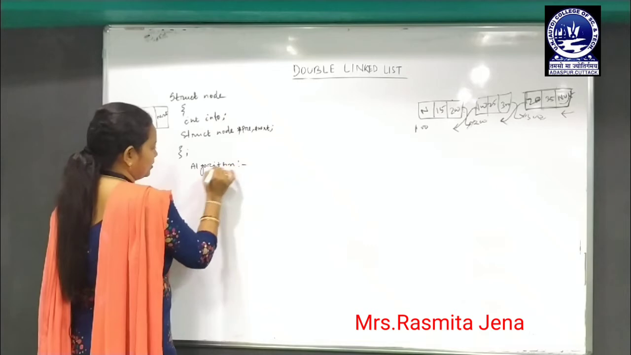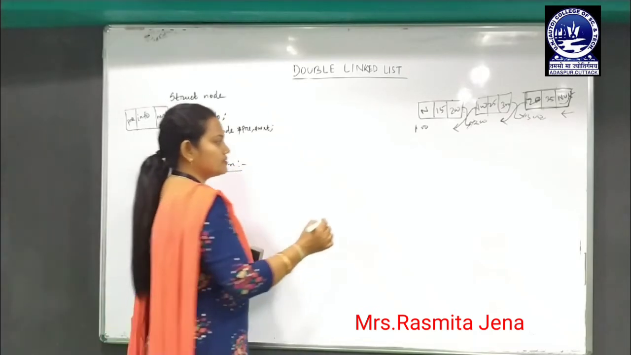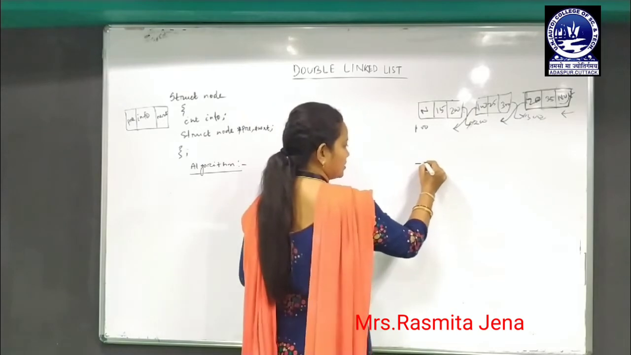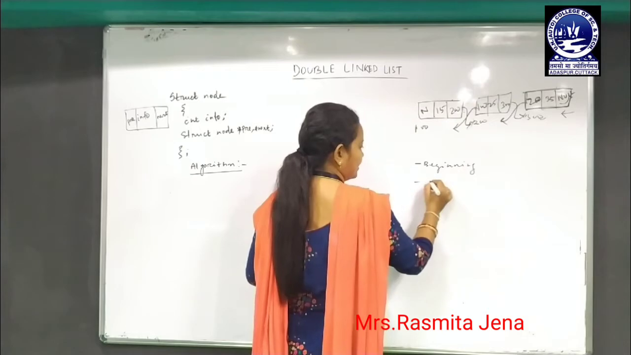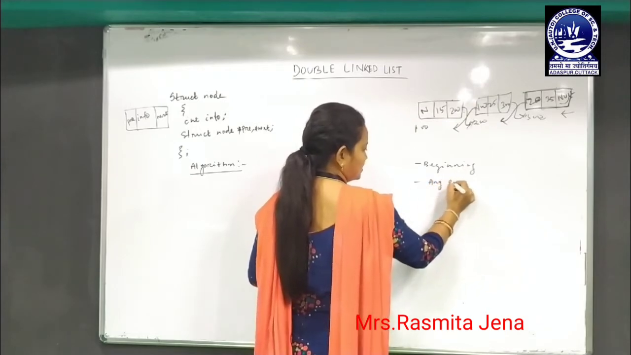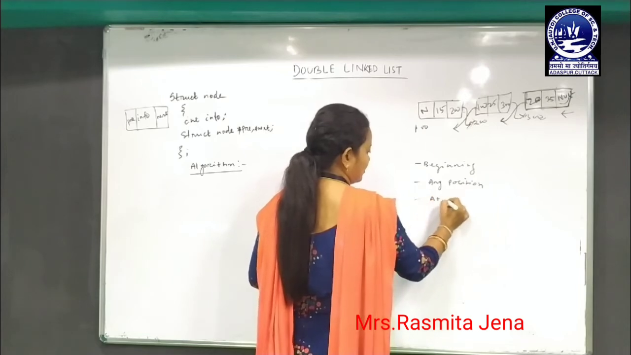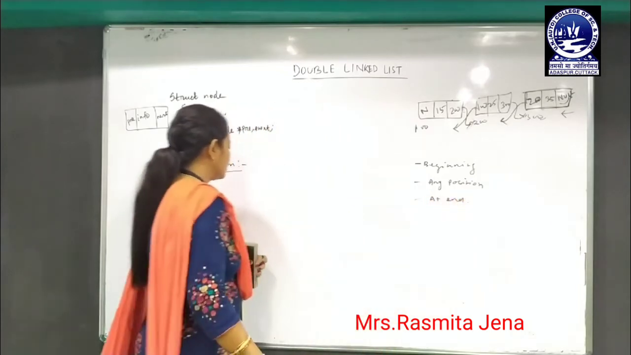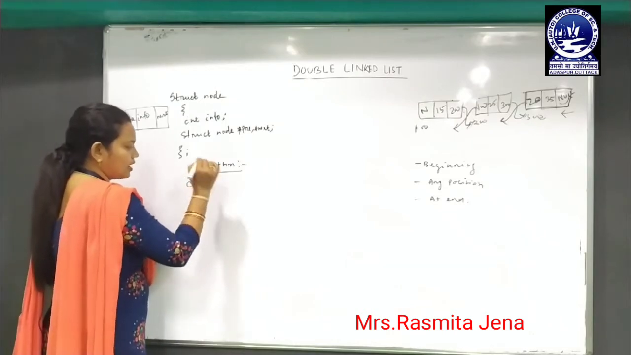Algorithm for implementing insertion operation in double linked list. So, we insert the node in 3 positions, that means at the beginning, at any position, which we already discussed, and then the last one is at the end. So, first our case 1 will be to insert the node at the beginning.